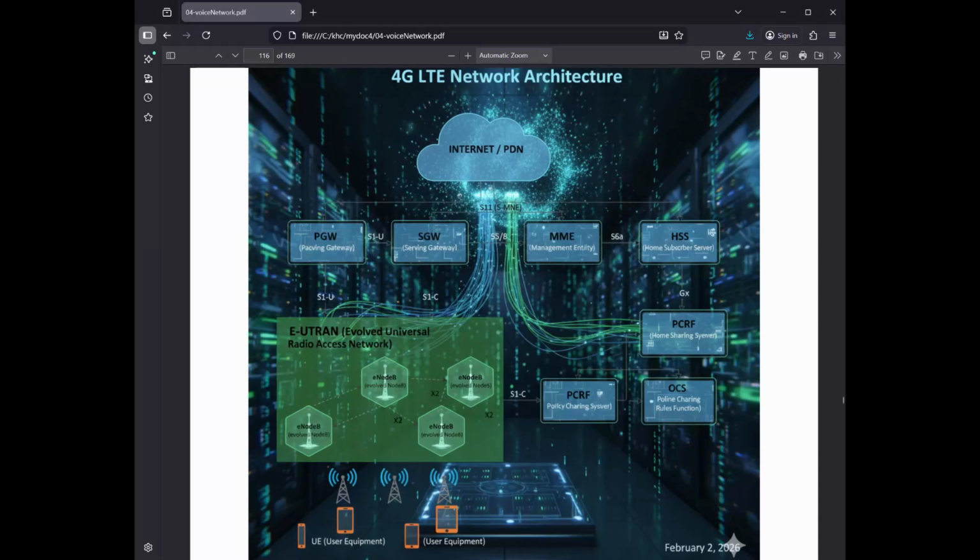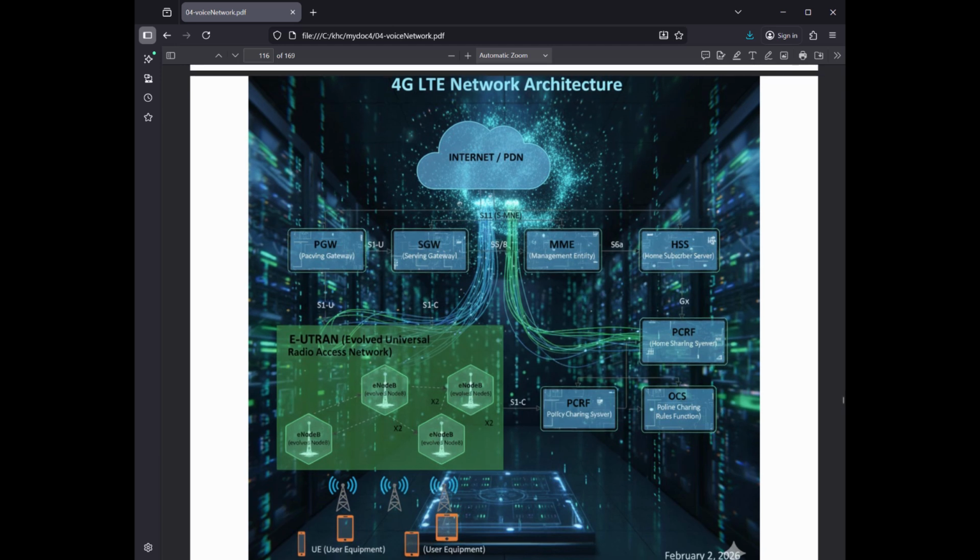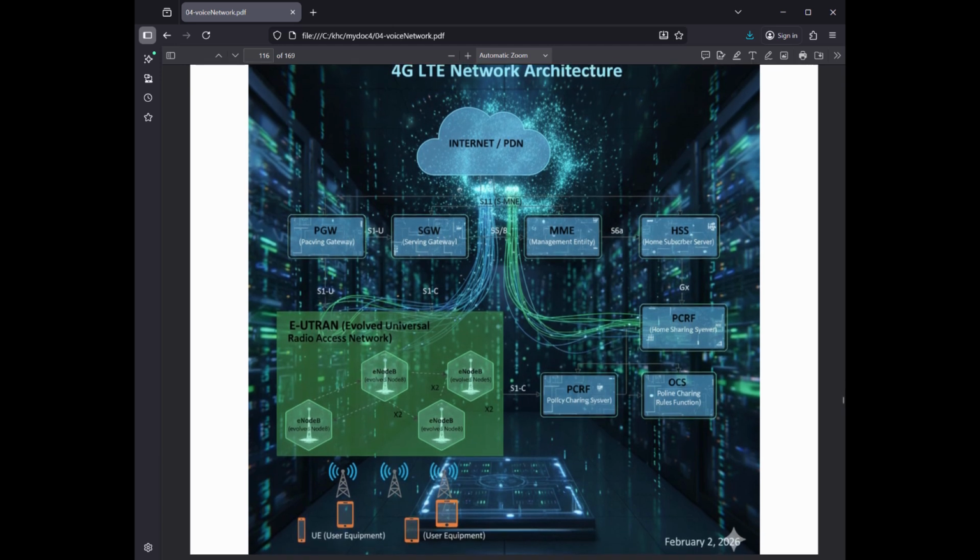4G LTE (Long-Term Evolution) represents a major leap in mobile telecommunications, moving away from the hybrid voice/data systems of 3G toward a fully all-IP (Internet Protocol) architecture. While 3G networks still relied on circuit switching for voice calls, 4G LTE was designed from the ground up to treat everything, including voice, as data packets.